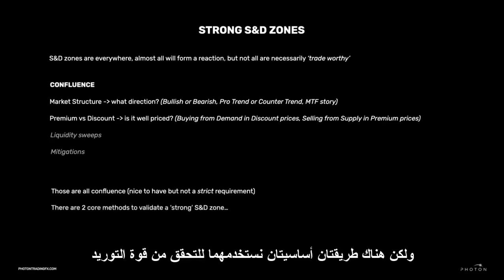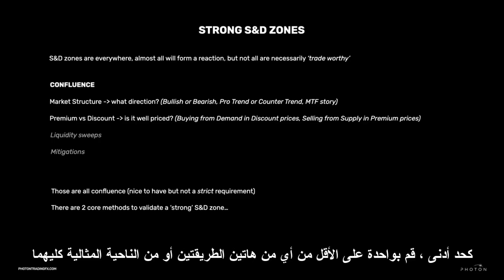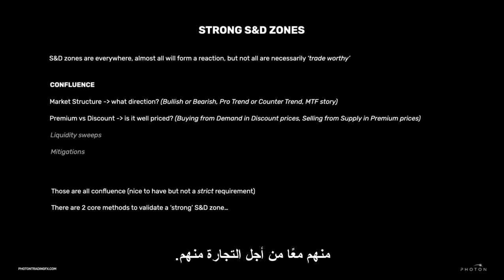But there are two core methods that we use to validate a strong supply and demand zone that, in my personal opinion, you should really only be looking to trade from zones that at a minimum do at least one of either of these two methods, or ideally both of them together, in order to trade from them. So what I mean by that is I personally view them as a minimum requirement in my trade plan, so I would advise that you probably do also.